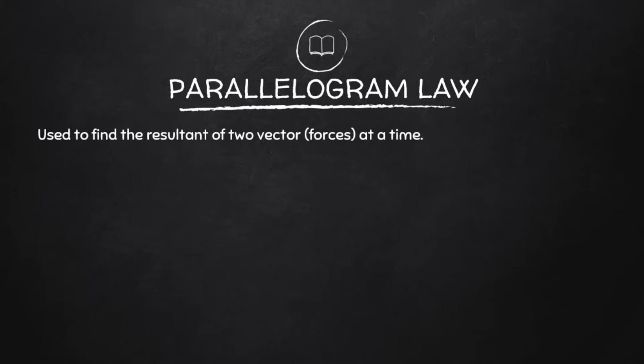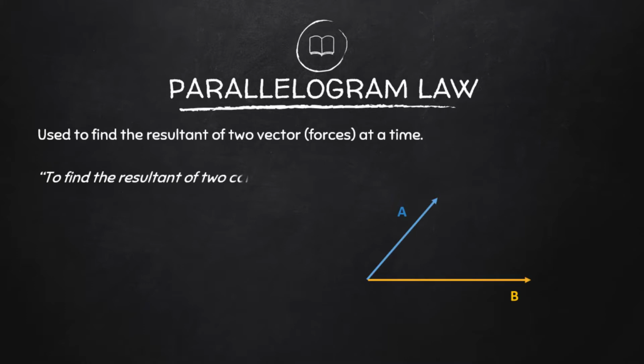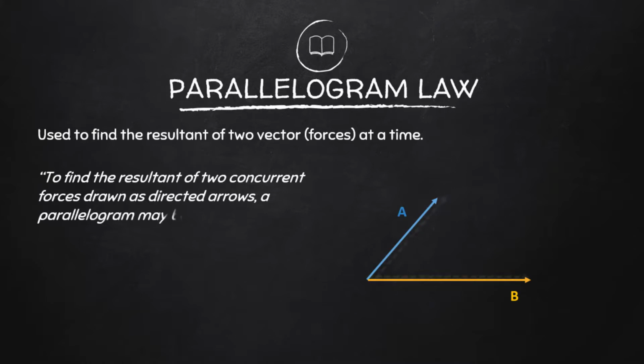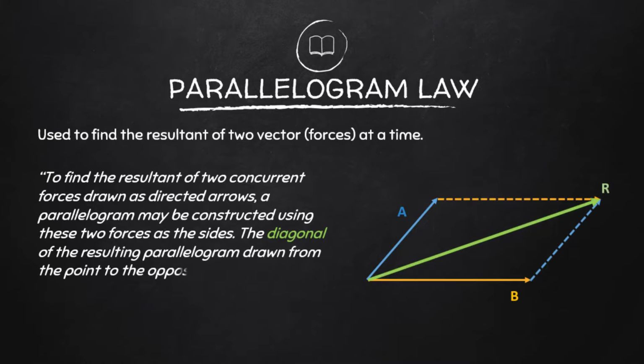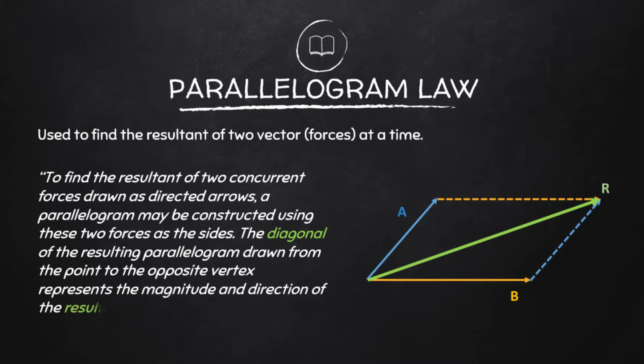The parallelogram law is used to find the resultant of two vector forces at a time. To find the resultant of two concurrent forces drawn as directed arrows, a parallelogram may be constructed using these two forces as the sides. The diagonal of the resulting parallelogram, drawn from the point to the opposite vertex, represents the magnitude and direction of the resultant of these two forces.